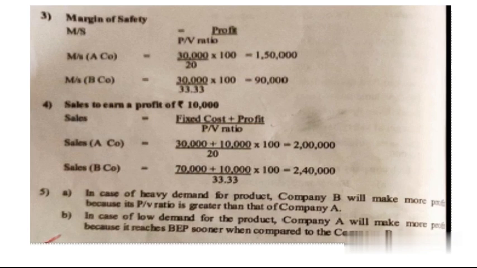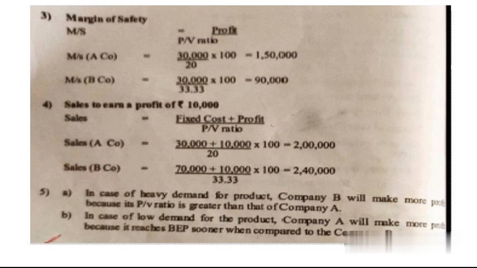So please remember, when using the formula, the formula will only be fixed cost plus profit divided by PV ratio. So PV ratio, there is no into 100 here. Why are you using into 100 here? Is because it is 20%. So they have divided by 20 into 100, they have multiplied. So don't get confused. Sometimes in the formula there is 100. That is different formulas where you use.